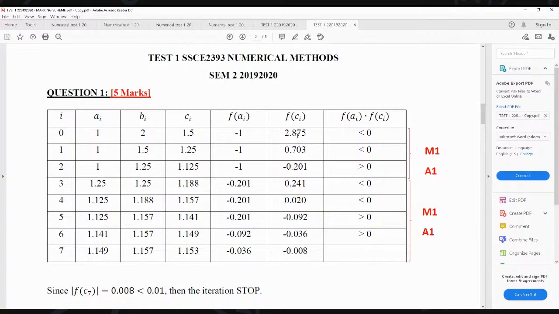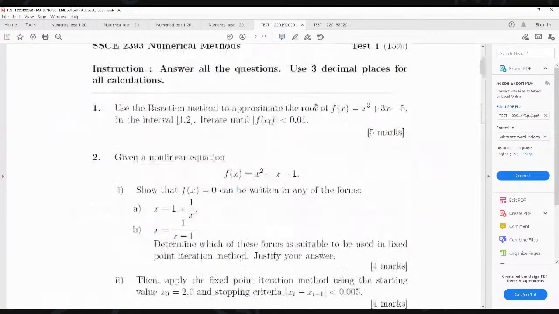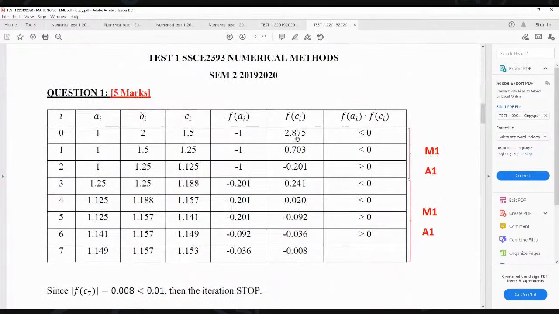And then F(C) is 1.5 cubed plus 3 times 1.5 minus 5. So the answer is positive. Because F(A) times F(C) is negative, you change B. You change the interval B to C, so 1.5 becomes the new B.